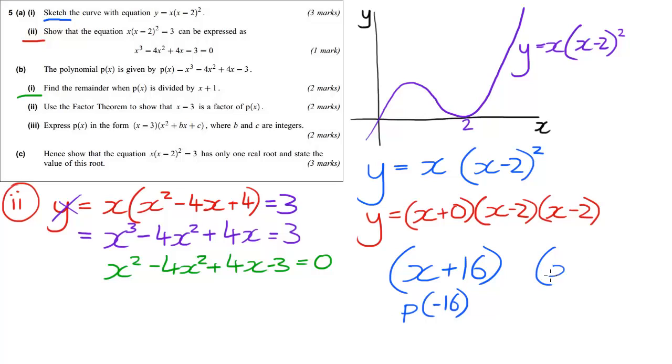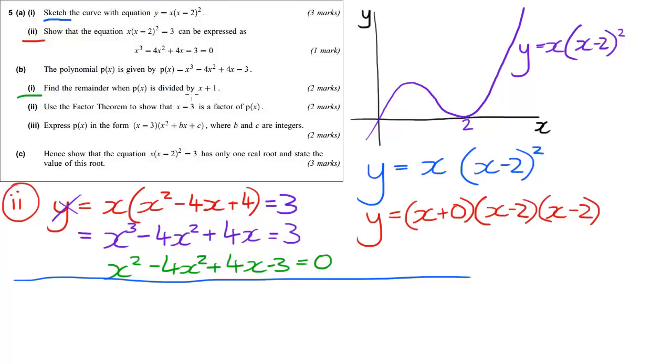If we have x minus 10, then we do p of plus 10 to try and find out what the remainder is. So in this situation, if I rub out those because we've run out of space, let's move to my blue colour. Let's draw a line under that. So our remainder when p of x is divided by x plus 1. We are going to do p of minus 1 to see what our remainder is, and that means we're going to put minus 1 in where all those x's are in the question.